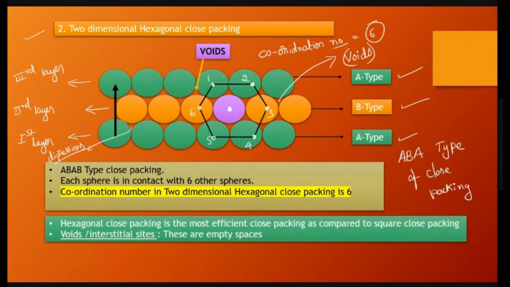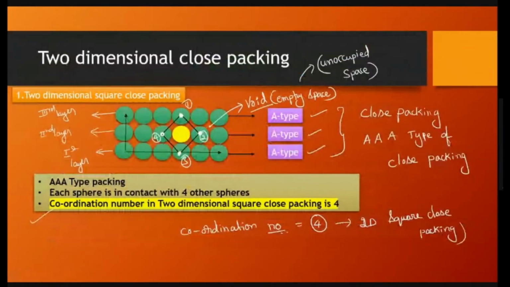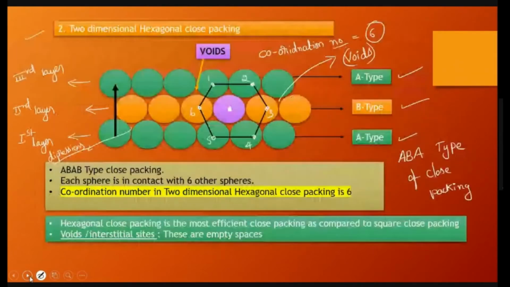Talking about the packing efficiency, how efficiently these atoms are arranged when you compare square close packing and hexagonal close packing. When you look back, in the case of square close packing, the empty space is more and the occupied space is less. And when you see the hexagonal close packing, the empty space is somewhat lesser than in square close packing. So the efficiency of packing is more in hexagonal close packing compared to square close packing. So that is about the efficiency of packing.